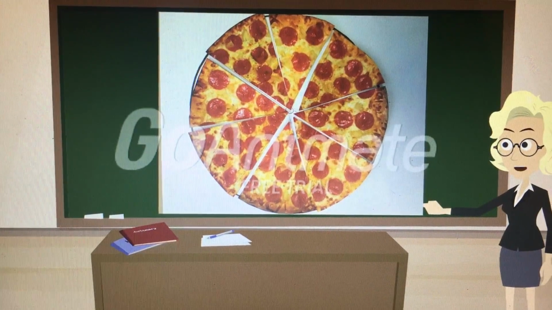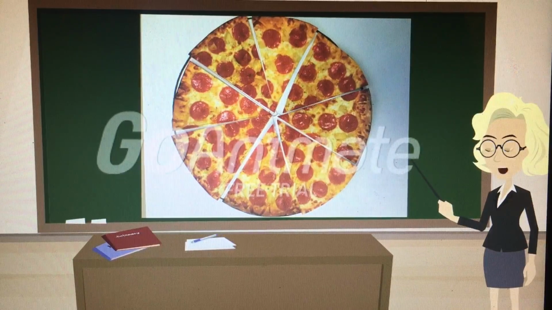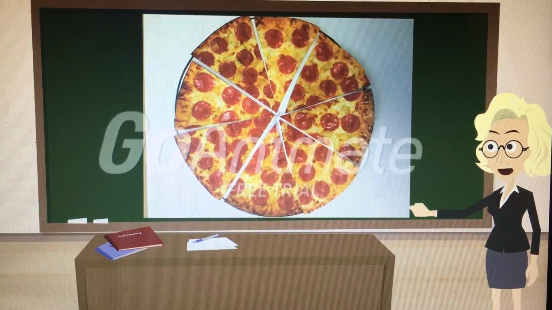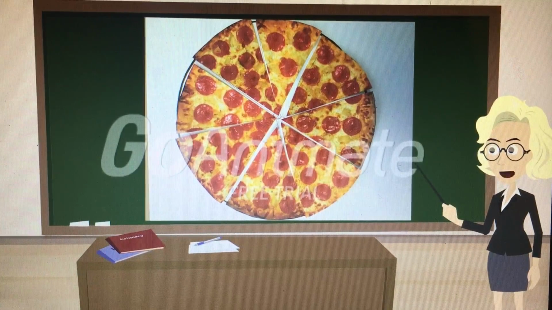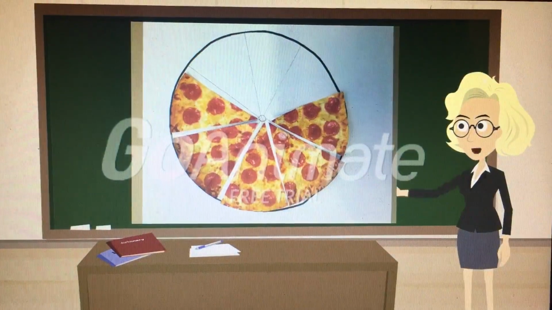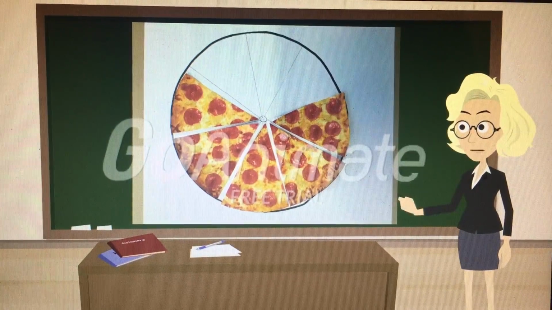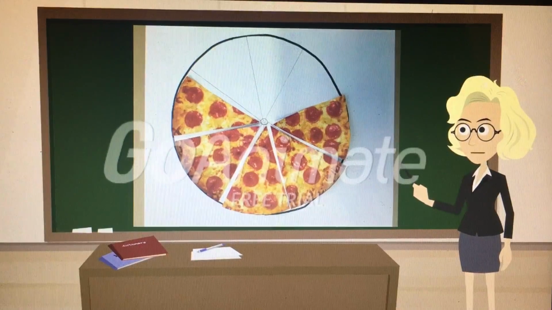Okay, class. Here we have a whole pizza that has been cut up into 8 slices. We know from last lesson that 8 out of 8 is a whole, which is equivalent to 1. Now let's try something a little bit different. In this picture, we have 5 slices of pizza. 3 have been eaten. How would we write this as a fraction?